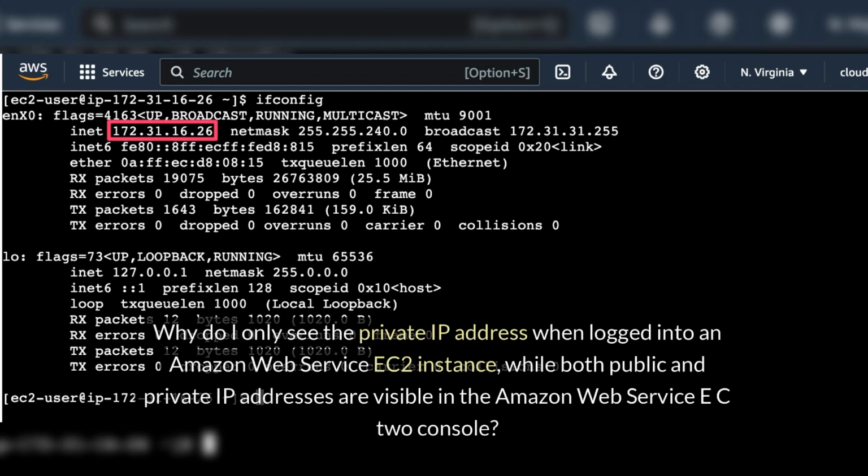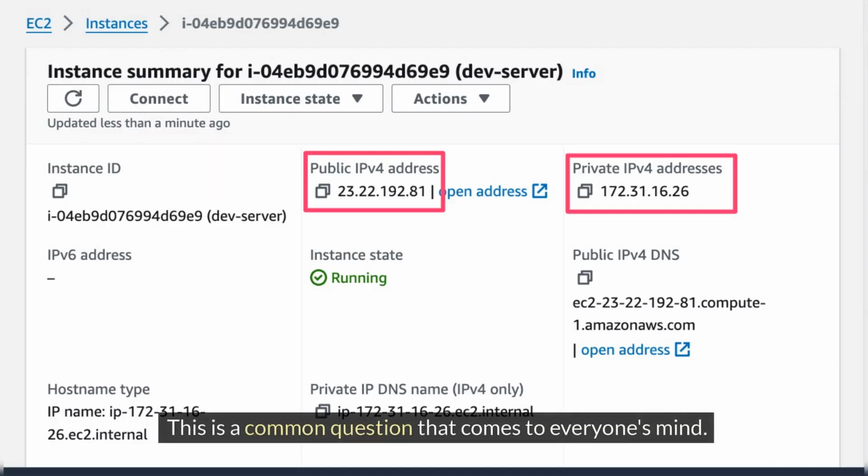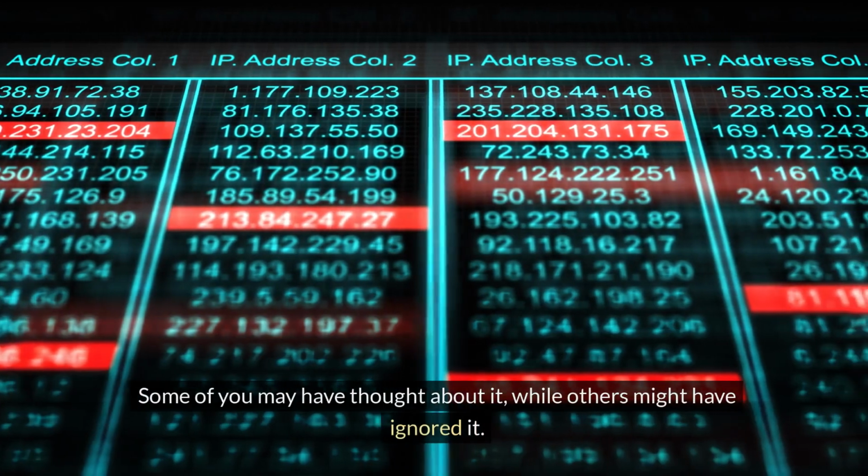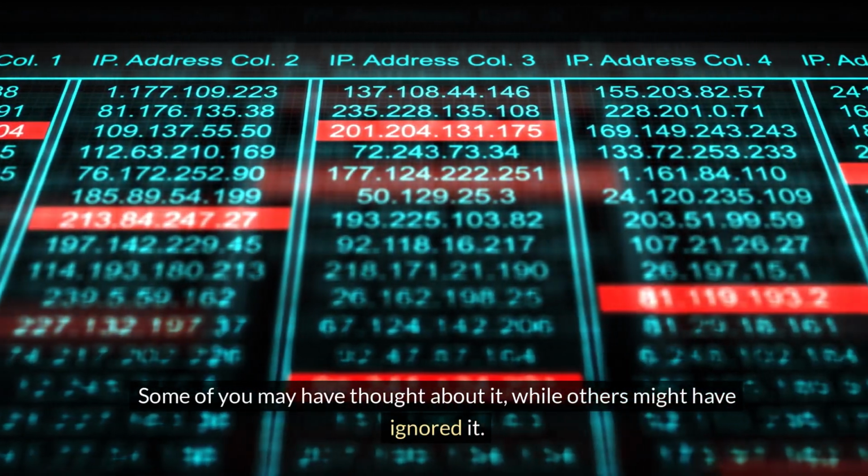Why do I only see the private IP address when logged into an Amazon Web Service EC2 instance, while both public and private IP addresses are visible in the Amazon Web Service EC2 console? This is a common question that comes to everyone's mind. Some of you may have thought about it, while others might have ignored it.